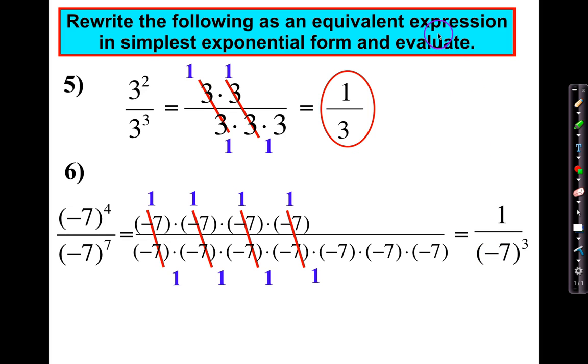And then last but not least, we're going to evaluate. So multiplying a negative times a negative is going to be a positive, but times another negative is going to be a negative. And I know 7 times 7 times 7 is 343. So here we have 1 over -343.